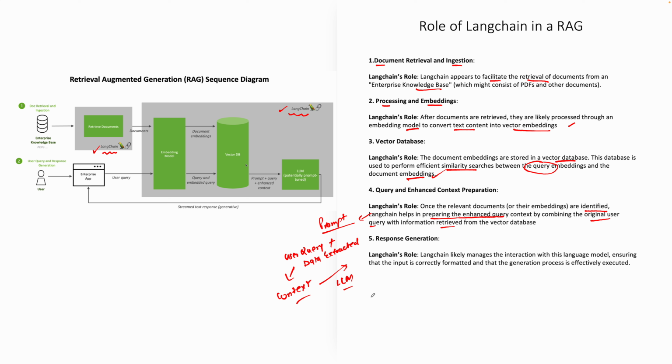So the LLM will help you to create the response based on the given prompt, right? So here the role of Langchain is to manage the interaction with this LLM to ensure that the input is correctly formatted and the generation process is effectively executed. So in a way, you can think of it that Langchain is providing you a framework which is giving you an end-to-end integration from user query to getting the response back from an LLM. So with this, I think you've got a good understanding of what is the role of Langchain in a RAG system. Thanks for watching.